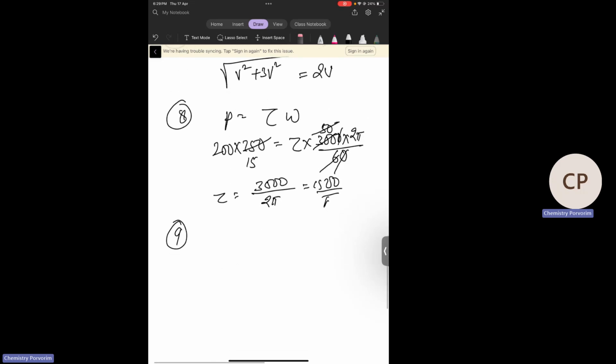Question 9. Assertion: if a particle moves with constant velocity, then angular momentum of this particle about a fixed point remains constant. Correct. Tangential velocity of a particle is given by v is equal to omega cross r. Reason is wrong. Option C. Question 10.